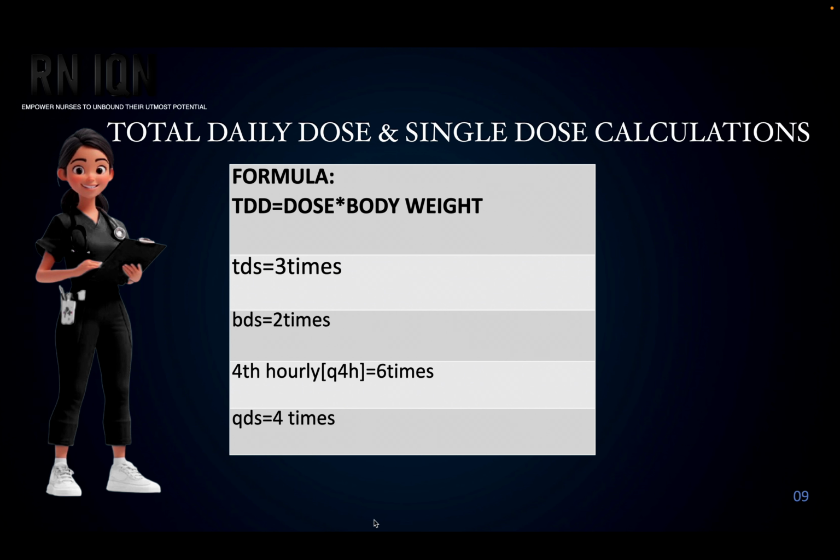Let's look at another type of question: calculating the total divided dose and determining the single dose. It's important to be familiar with medical abbreviations such as BD, that means twice a day, TDS, that indicates 3 times a day, and QDS, 4 times a day, and some medications are administered every 4th hourly, that is 6 times a day. That you should know in this set of questions.